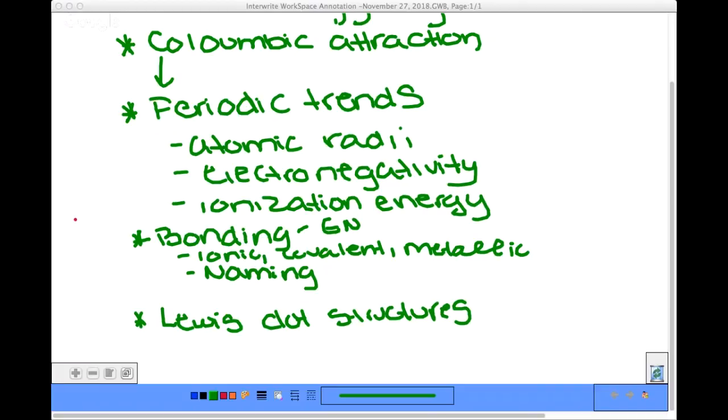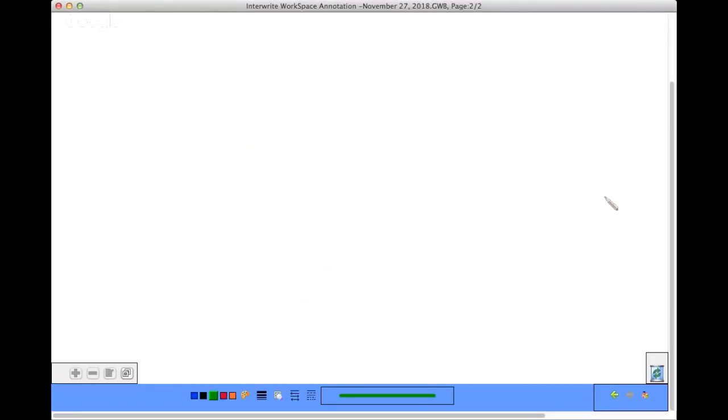Could you do a couple examples of naming compounds? The two would be great. Okay, awesome. Thanks, Claire. Let's go ahead and talk a little bit about naming. Claire had two examples that we can look at, so let's look at the two that she put on there.